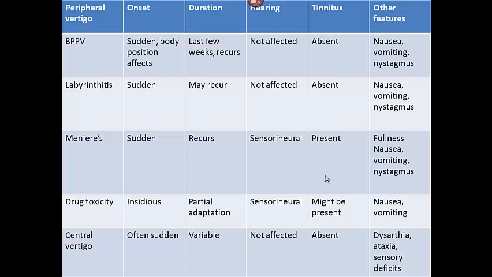So let's talk about benign paroxysmal positional vertigo. It's basically an episode of vertigo that occurs with certain head positions. So the patient complains that every time they change position, like extending the neck or looking down or going to tie their shoes, they have vertigo. It's associated with nausea, vomiting, and nystagmus.